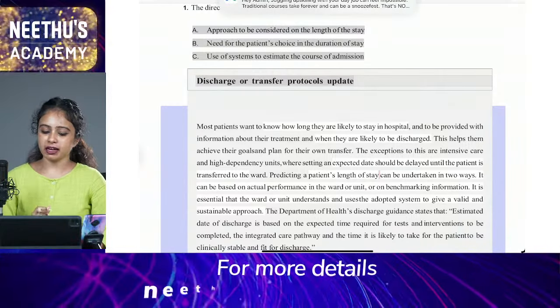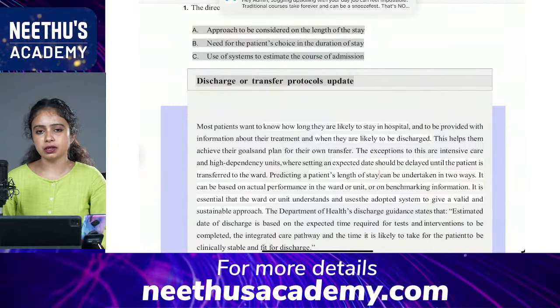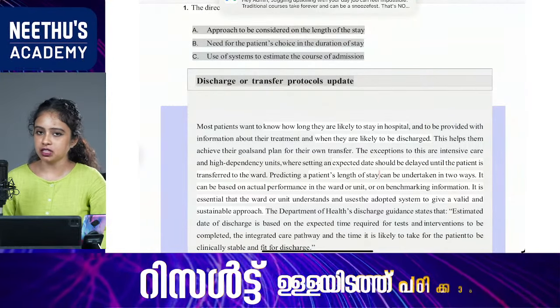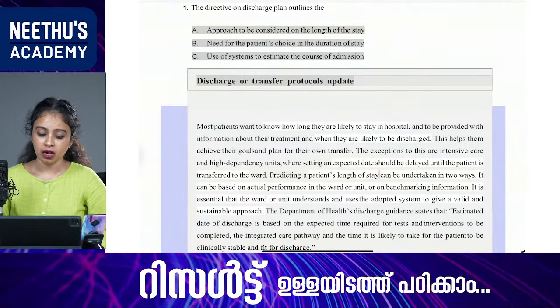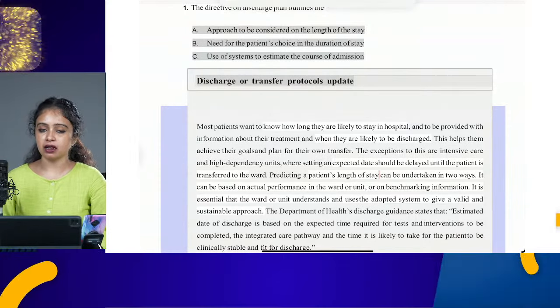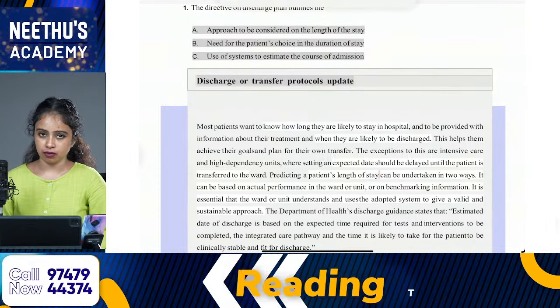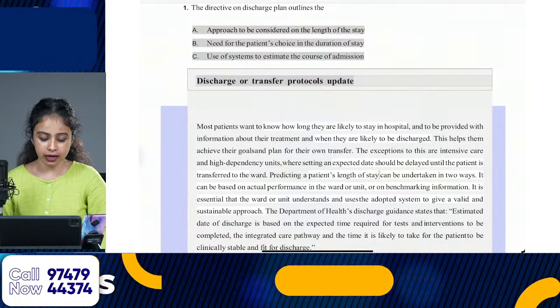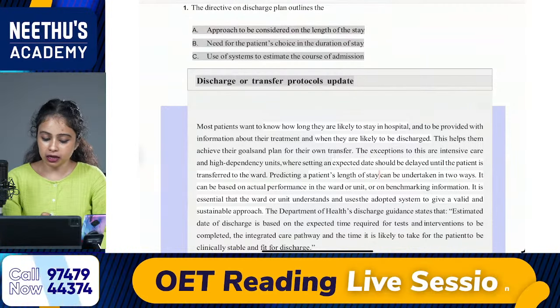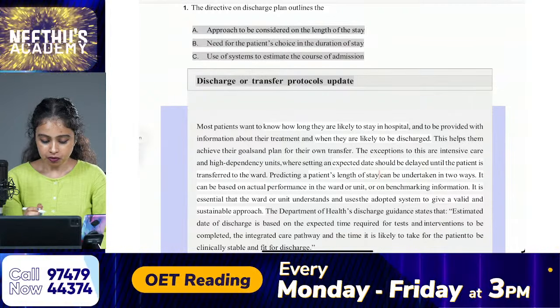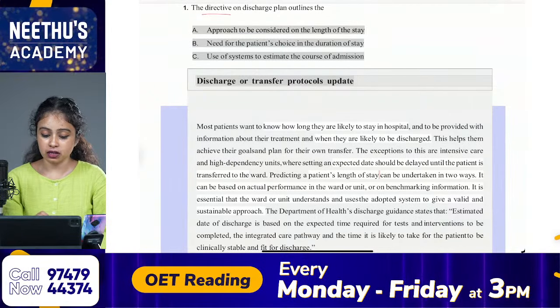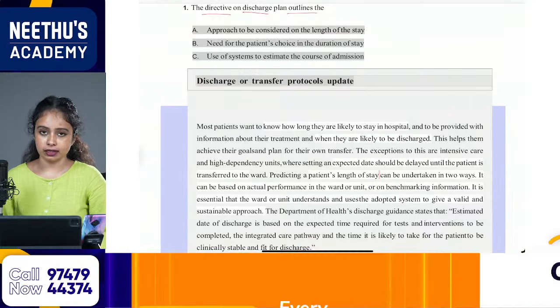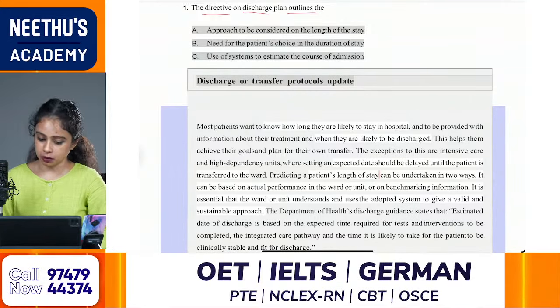So now we are back with the question. What is the question mentioned here? I'll read the question first, then we will discuss the answer. The directive on discharge plan outlines the dash. Okay, so this is a directive. It contains regarding the discharge plan. So I'm just marking the keywords from the question. What are the keywords? Directive, discharge, then outlines. So these three are my keywords from the question.